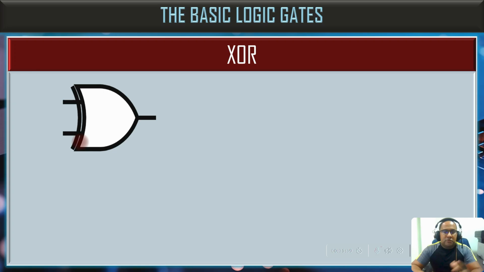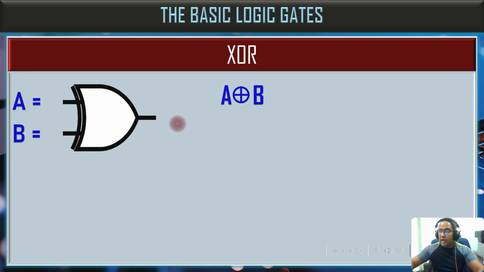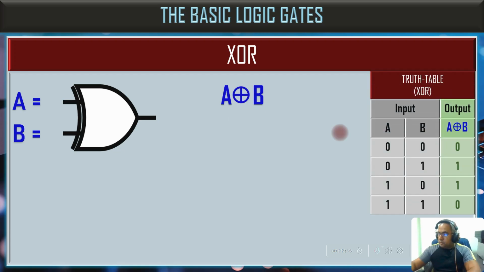The XOR gate performs what we call an exclusive addition between two bits. In other words, the output will be 1 only when both inputs are different. Okay? The symbol of the XOR operation is a plus inside a circle, and it represents this exclusive addition. All right, let's bring in the truth table for the XOR gate. As you can see, the output will be 1 only when both inputs are different.